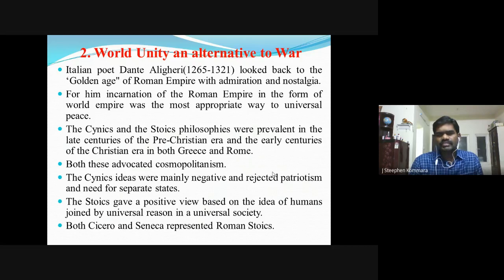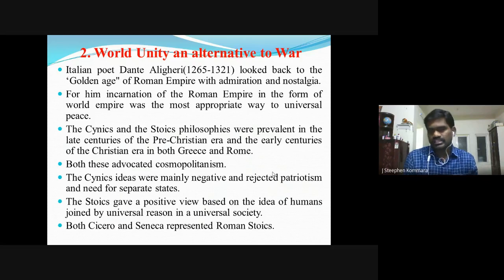The Cynics' ideas were mainly negative and rejected patriotism and need for separate states. Actually, the Cynics means it is a self-interest, it is a selfish idealism. So that is why, actually, selfish ఉన్న వాళ్ళ దగ్గర ఏముంటది నెగిటివ్ ఆస్పెక్ట్. So that is why the Cynics' ideas were mainly negative, and they rejected patriotism, దేశభక్తిని వాళ్ళు ఒప్పుకోరు, and need for separate states. ఎవరికి వాళ్ళు పరిపాలించుకోవడానికి separate states కావాలనేది వీళ్ళ పొజిషన్.